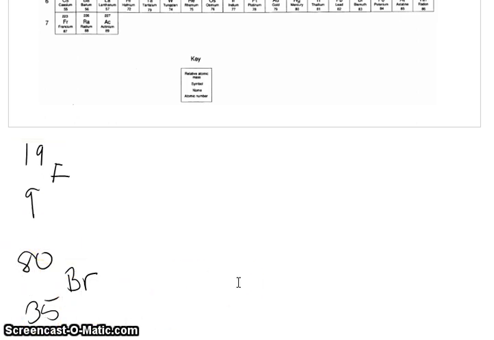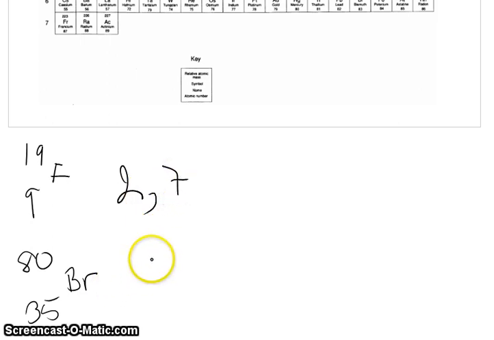So we want to deduce the electron arrangement. So again, we just fill our shells up like we did in the previous video clip. So the electron arrangement for fluorine, let's fill them up. We need 9 in total. So that's going to be 2, and we got 7 leftovers, 2, 7.